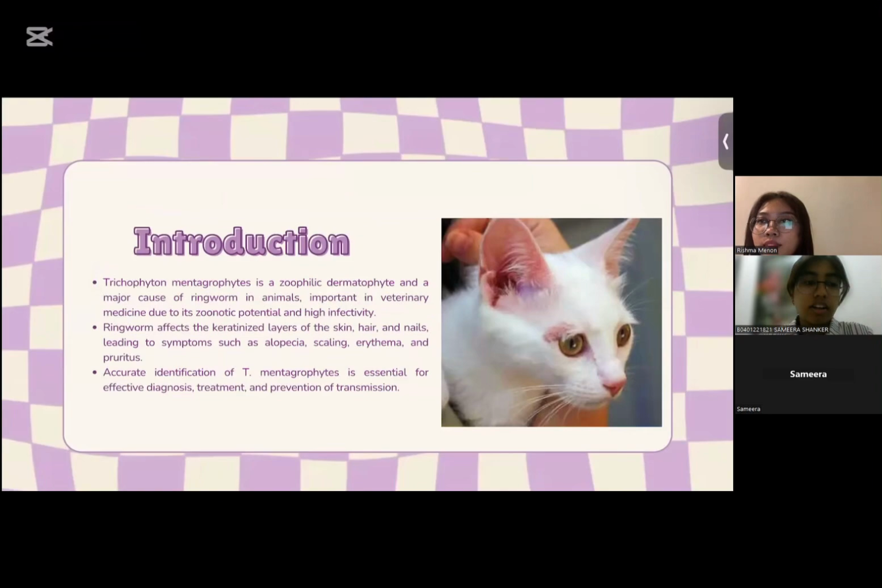For the introduction, Trichophyton mentagrophytes is a zoophilic dermatophyte and a major cause of ringworm in animals. Important in veterinary medicine due to its zoonotic potential and high infectivity. Ringworm affects the keratinized layer of the skin, hair, and nails, leading to symptoms such as alopecia, scaling, erythema, and pruritus. Accurate identification of Trichophyton mentagrophytes is essential for effective diagnosis, treatment, and prevention of transmission.